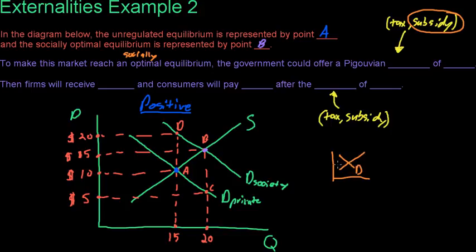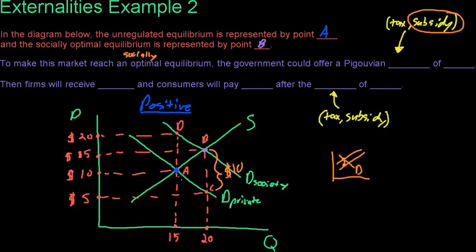Yeah, so in both cases, here you're going to go down to supply, and in this case you're going to go down to demand. So you go down to find out how much the individual is willing to pay, or how much it would cost the individual firm. So here you go to find out the value of the externality, and the amount of the subsidy that you're going to have to offer is 15 minus 5.